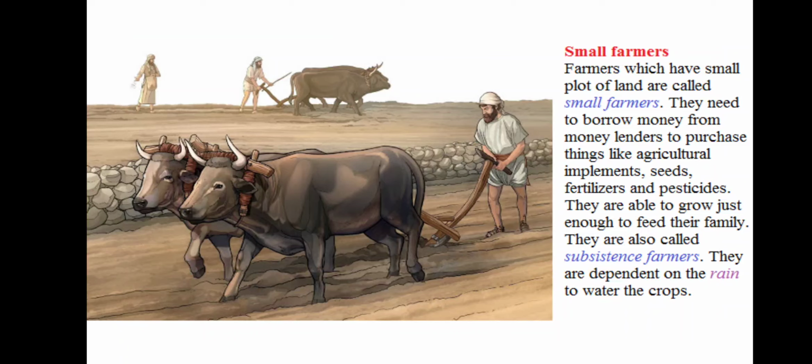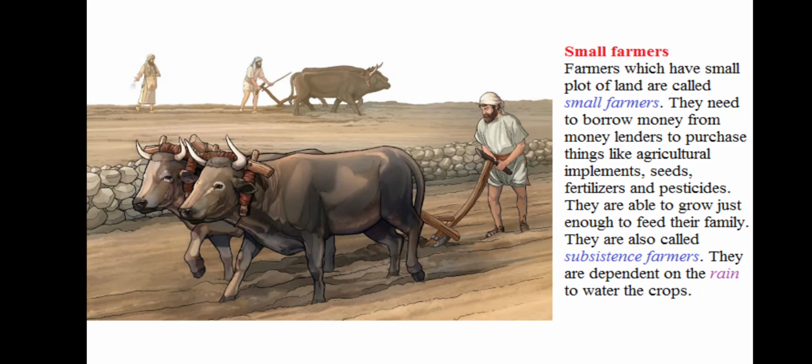Small farmers. Farmers who have a small plot of land are called small farmers. They need to borrow money from money lenders to purchase things like agricultural implements, seed, fertilizers, and pesticides. They are able to grow just enough to feed their family. They are also called subsistence farmers. They are dependent on the rain to water the crops.